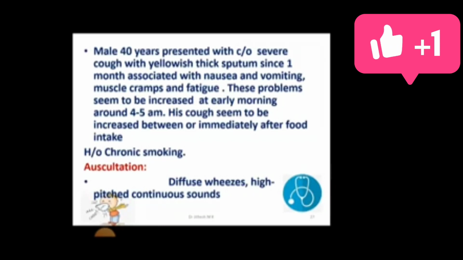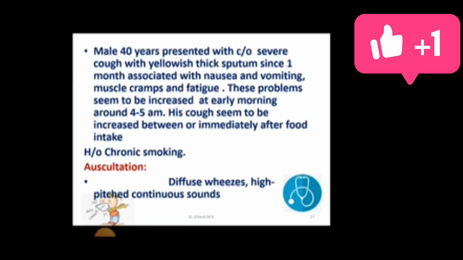Male, 40 years, presented with complaints of severe cough with yellowish thick sputum since 1 month, associated with nausea, vomiting, muscle cramps and fatigue. This problem seems to increase in the early morning around 4 to 5 a.m. His cough increases during or immediately after food intake. Had a history of chronic smoking. On auscultation, mainly diffuse wheezes, severe wheezing with high-pitched continuous sounds. So what could be the diagnosis?